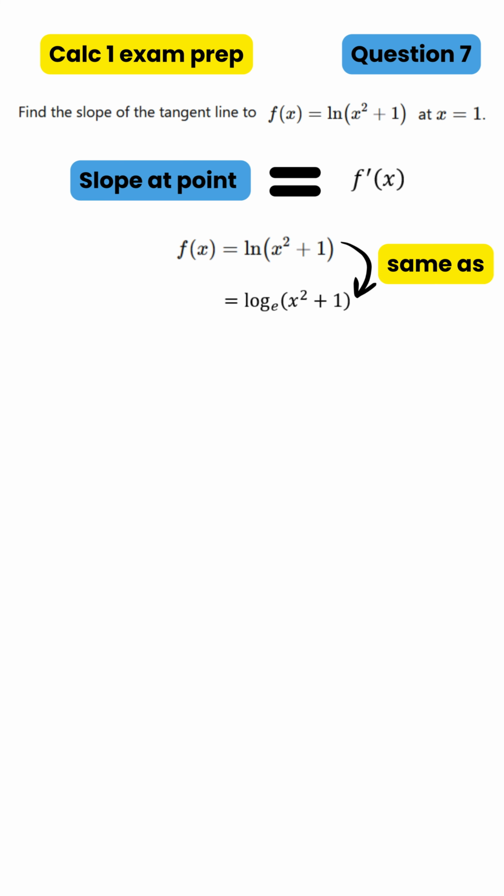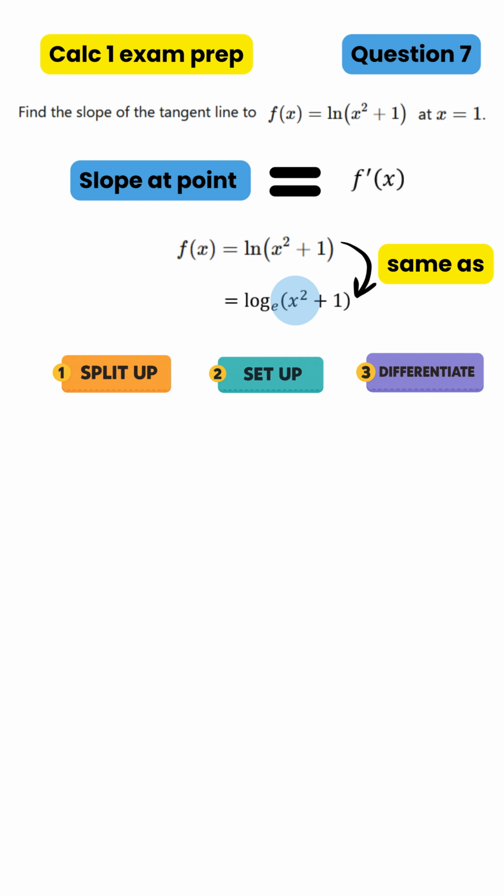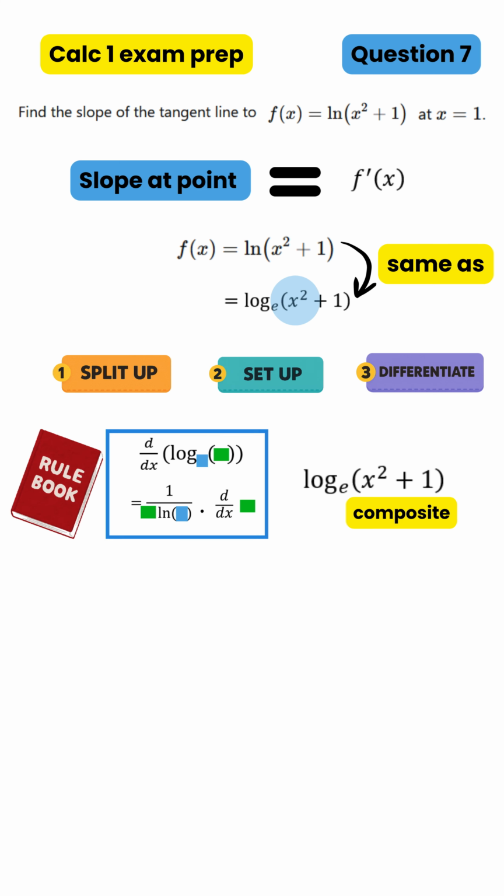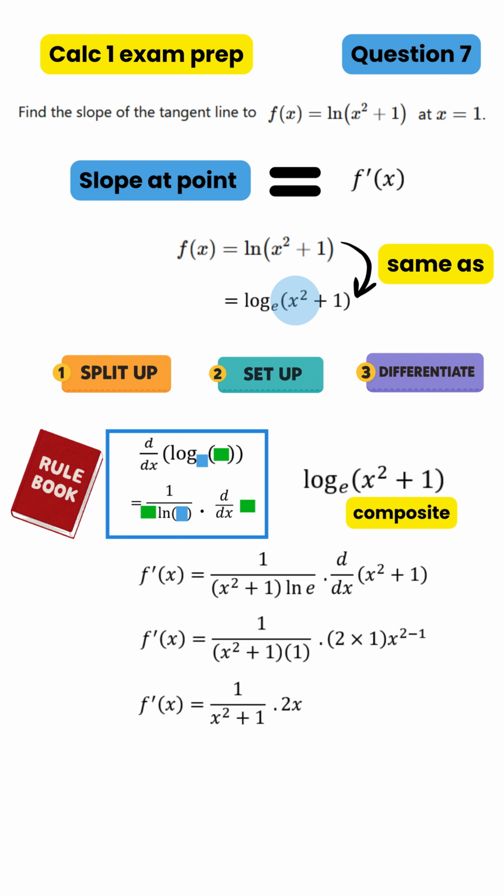Now we can differentiate. Step 1, split up. There's nothing to split. Step 2, set up. There is only one x, so no special structure is needed. Step 3, differentiate. Decide whether the function is simple or composite, because we handle them differently. If the log's input is just x, it's simple. If anything other than a plain x appears in the input, it's composite, and we must use the chain rule. After applying the chain rule, simplify, then substitute x equals 1 to get the slope of the tangent at x equals 1.